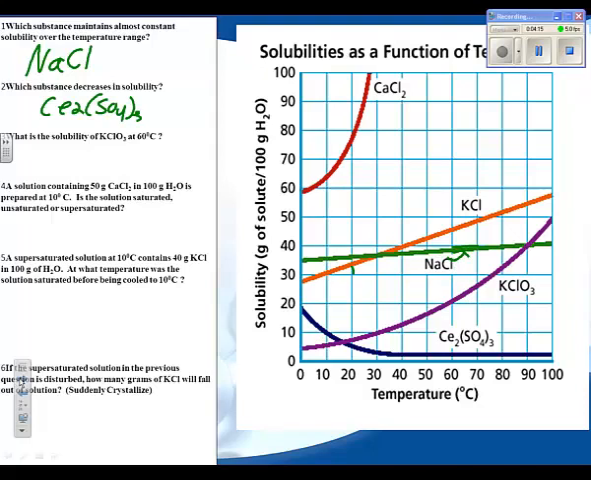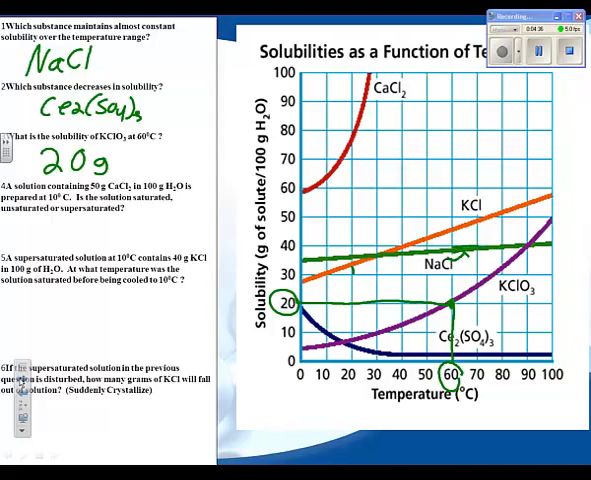What is the solubility of potassium chlorate at 60 degrees Celsius? The first thing you do is find your 60 degrees Celsius, go up until you see the line for potassium chlorate, which is right here, and travel it back over to the left, and there's your answer: 20 grams. So if you can read a graph, you can do this fairly simply.